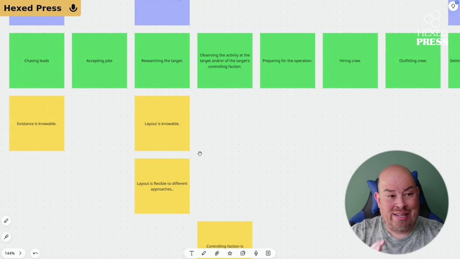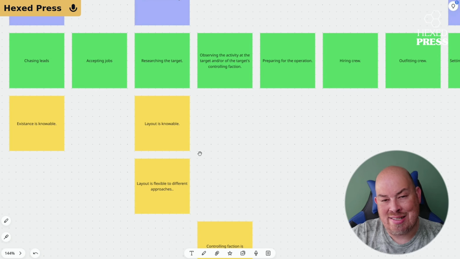Is the layout flexible to different approaches? This is something else we'll want to determine with our dungeon and see if we can improve. Oftentimes, dungeons have a single entrance or egress. And yes, even when they have multiple ones, they tend to be very fixed. But part of the fun with heists is when the party, or the protagonist of the heist, whoever's doing it, is able to take advantage of all kinds of unconventional forms of entry and exit. And often with dungeons, that's just not possible.